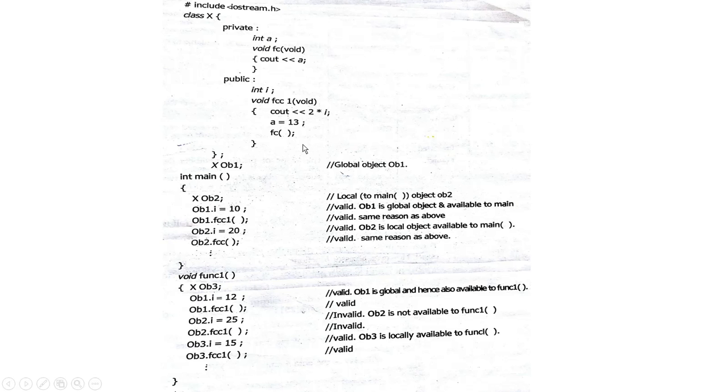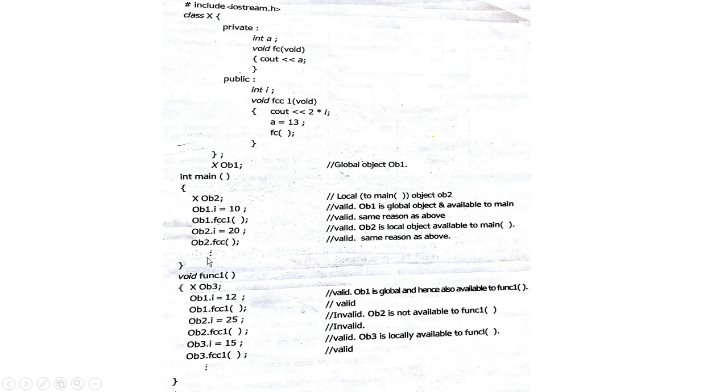Now see, here we have a class X which is a global class. Then we have object ob1 here, which is a global object. Then we have main here, and we are creating one more object of X class here. So it is local to main. Then we are using ob1. This is valid because ob1 is global. We are using it again. We are using ob2 here. Now ob2 is local to main, so you can use it here. This is also valid because we are using it inside the same function.